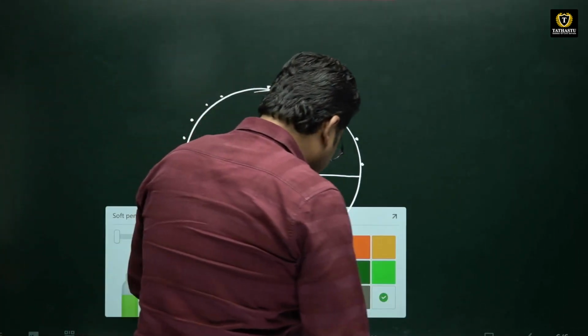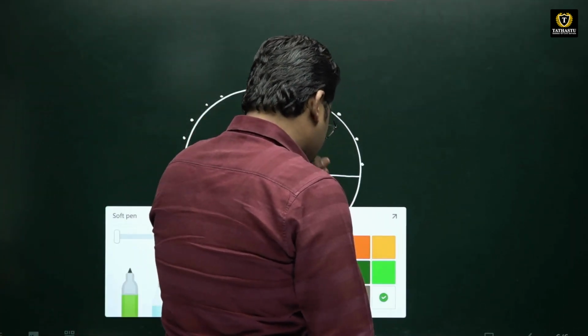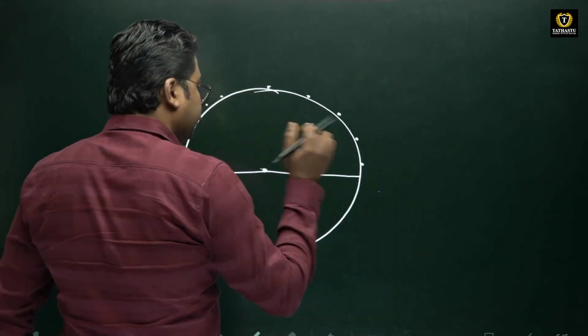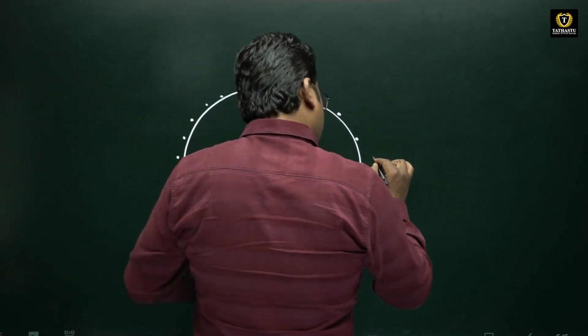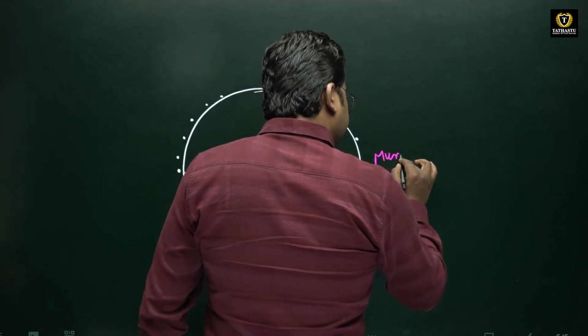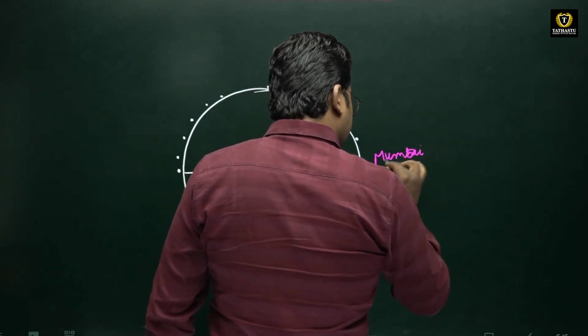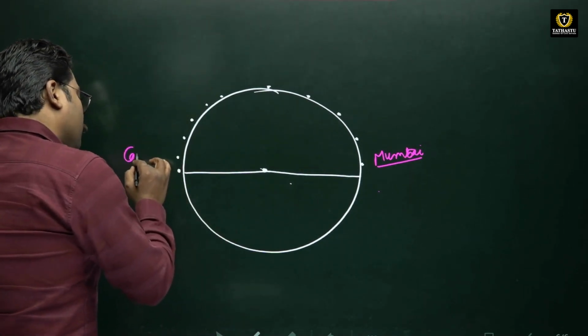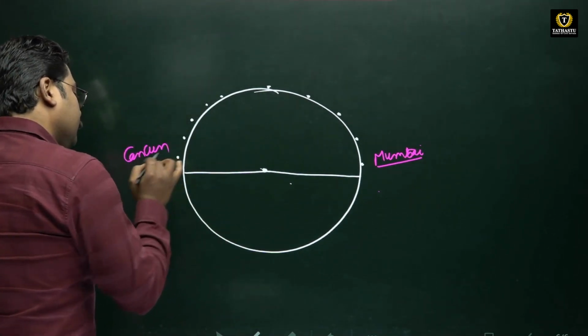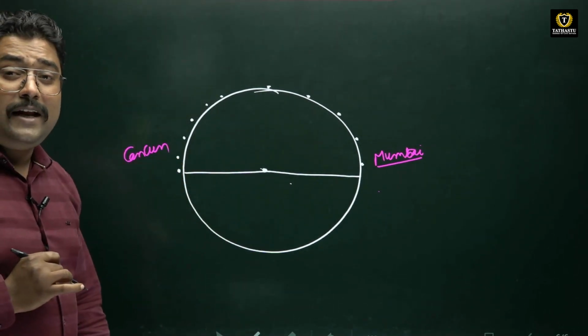How? Let me give you some example. Suppose there are two places. One is Mumbai in India and one is Cancun, present in Mexico.